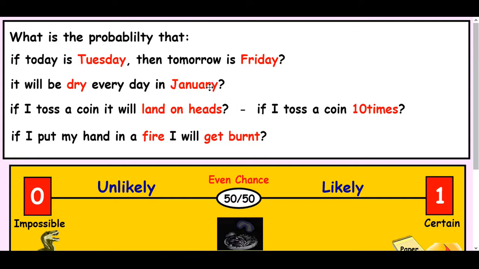January's a winter month. If I toss a coin, it will land on heads. Well, that's 50-50, isn't it? I'm not going into this one, but if I put my hand in the fire, I'll get burnt. That's a certainty, all right?